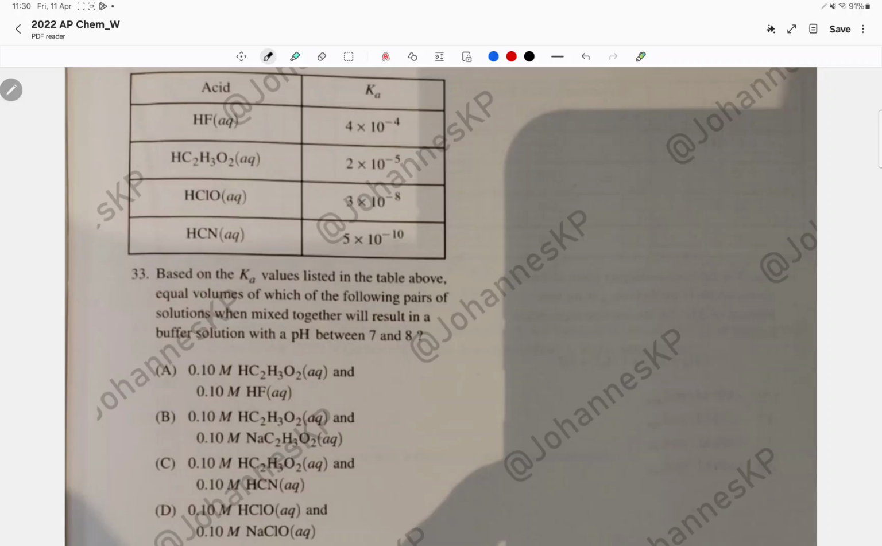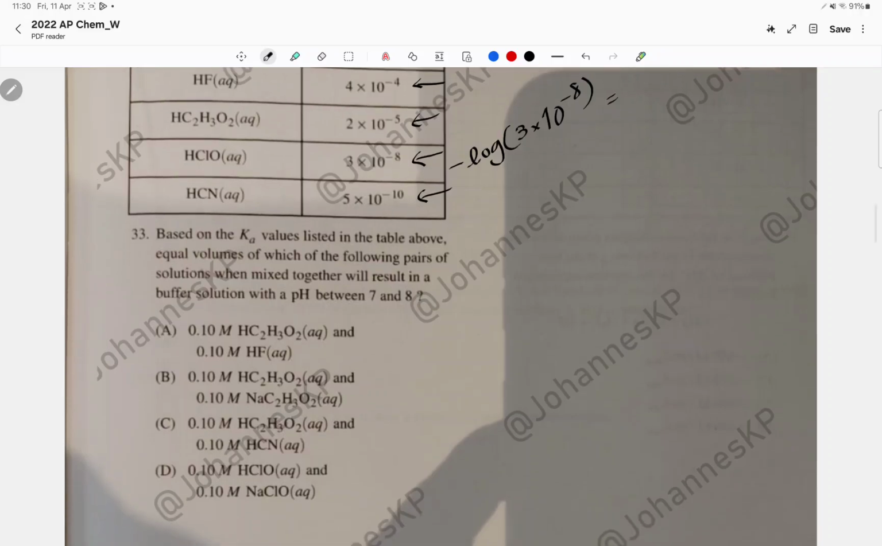You want to mix things together to get a buffer solution between the pH of 7 and 8. The best way to do this is just to go and find the negative log of these guys until one of them is very close to 8. So which one is that going to be? What's negative log of this one? Is it very close to 8? Yeah, maybe. So it's going to be choice D. Okay?